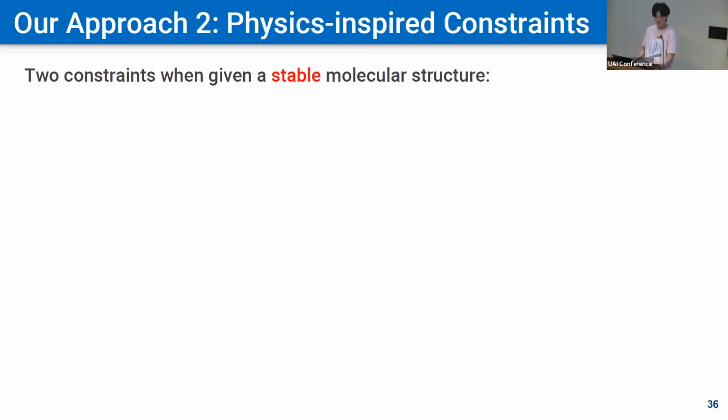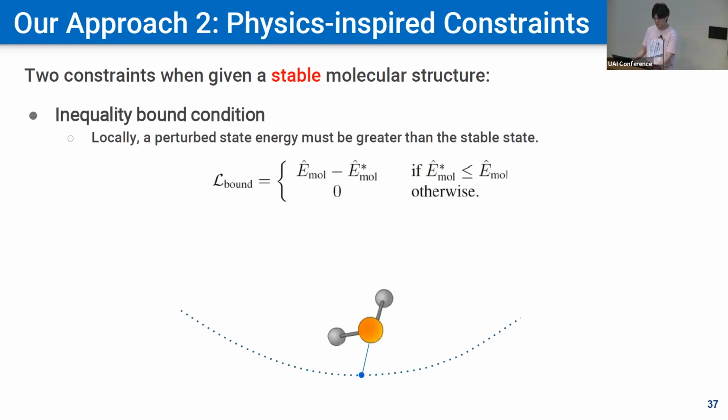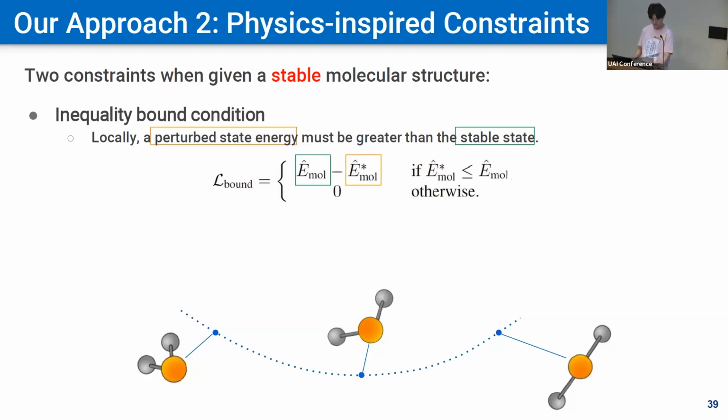And next, we incorporated two important constraints inspired by physics. This is particularly applicable when we are dealing with a stable structure. The first is the inequality bound condition. As mentioned earlier, when you slightly perturb a stable molecule, the energy will increase. So in our model, we input both a stable structure and a slightly perturbed counterpart. So if the model predicts a lower energy for the perturbed structure than the true energy of the stable one, we penalize our model.